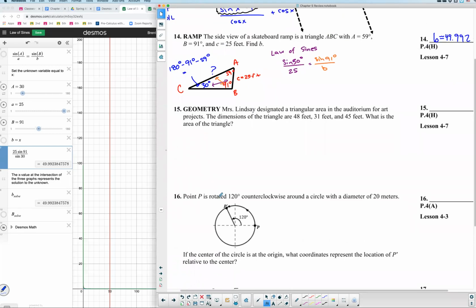In geometry, Miss Lindsay designated a triangle area in the auditorium for art projects. The dimensions of the triangle are 48 feet, 31 feet, 45 feet. What is the area of the triangle? Okay, so this time I have a triangle with no angles. All I know is I have one length that's 48, another length that's 45, so almost as long. Let's go like that. And one that's 31. So my longest side is 48 feet.